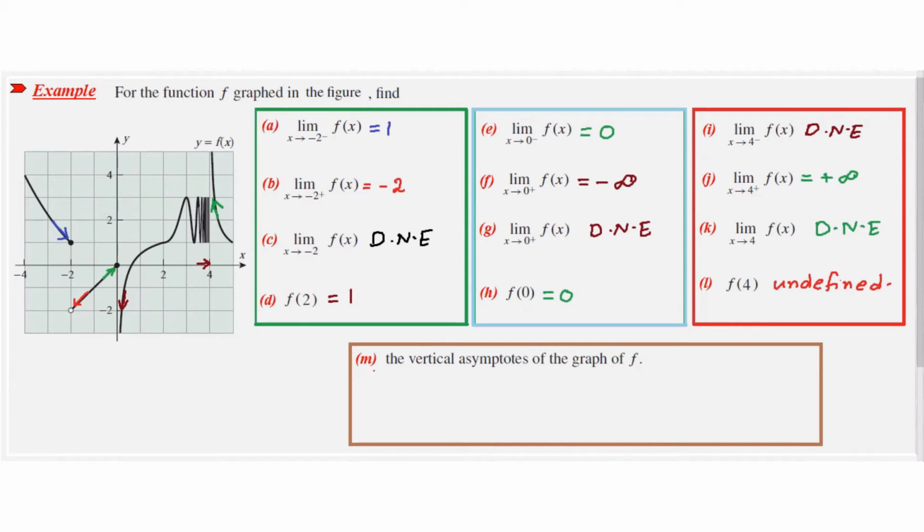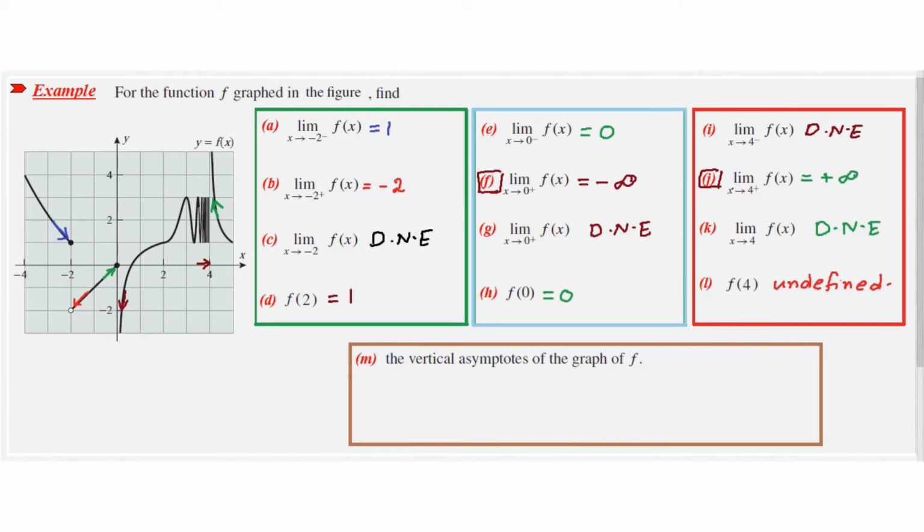Now in the next part, it's a very important part really, and you have to find the vertical asymptotes for the graph of f. You have to check the limits we did before, and you will see that the limit of f(x) when x goes to 0 from the right equals negative infinity. Also, the limit of f(x) when x goes to 4 from the right equals positive infinity.